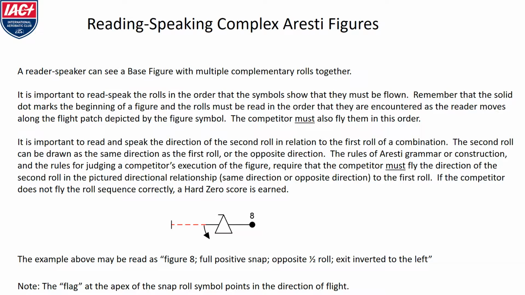The example above may be read as Figure 8, full positive snap, opposite half roll, exit inverted to the left. Note: the flag at the apex of the snap roll symbol points in the direction of flight.